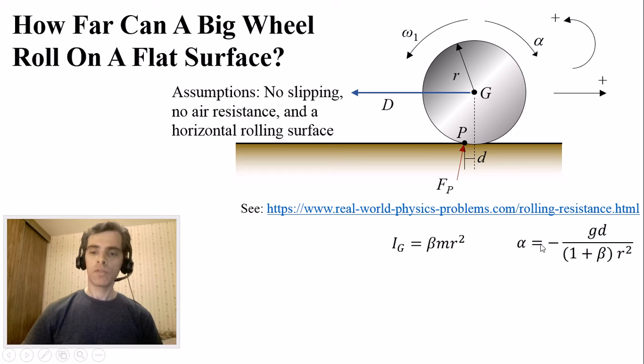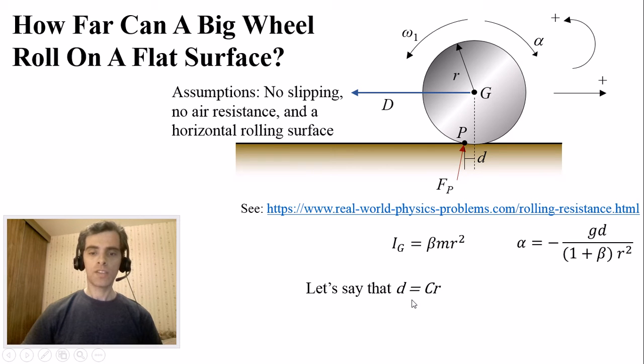Now the derivation for alpha can be looked at on the page for rolling resistance on my website. If you go to my website called Real World Physics Problems and you search for rolling resistance, you'll find a page on that, and the derivation of the angular acceleration alpha is given on that page. I won't show that here because it's somewhat lengthy.